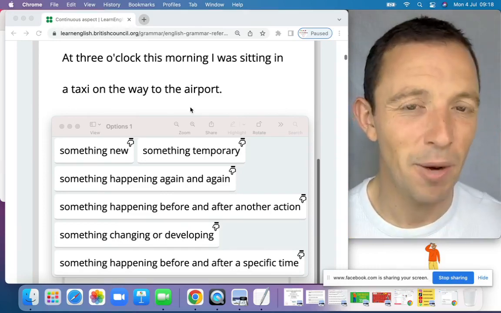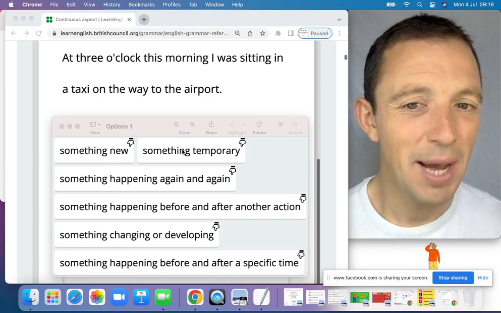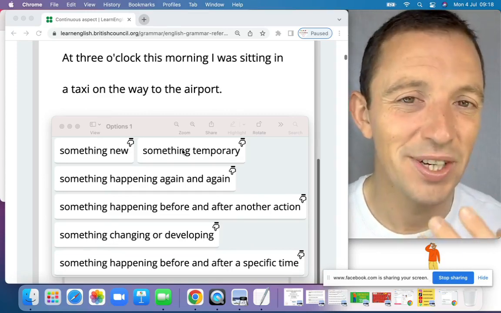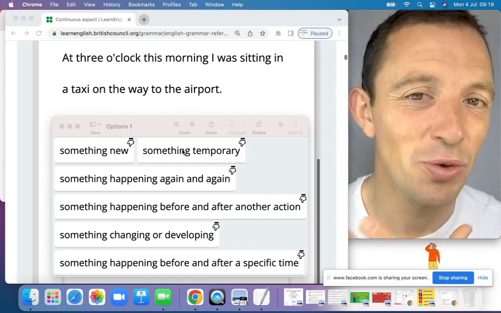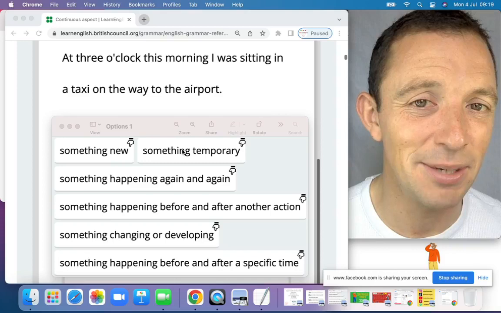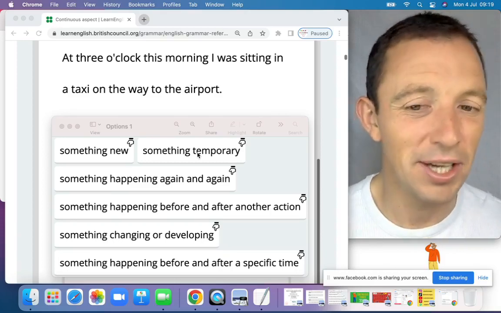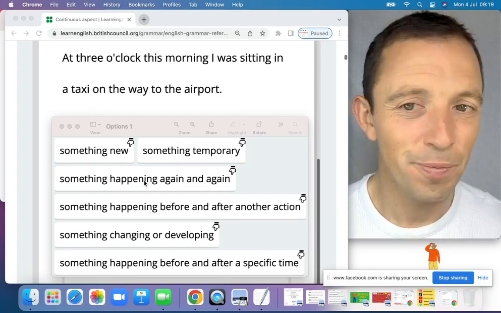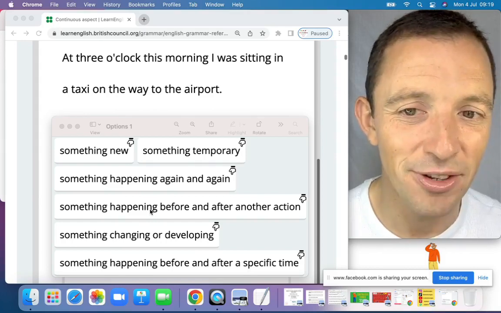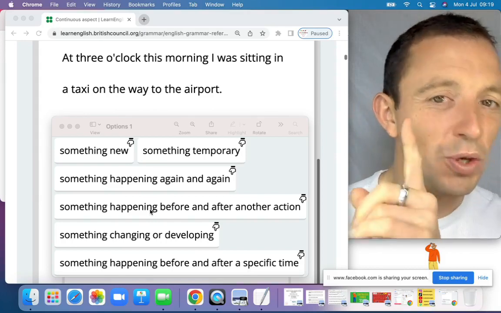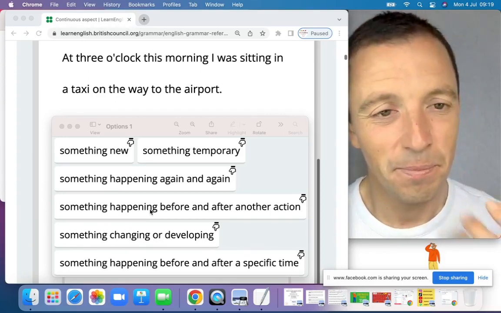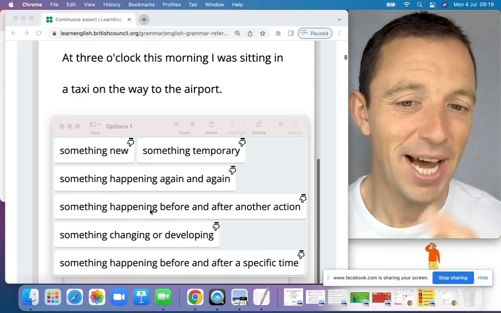In a taxi on the way to the airport. Is this something new? No. Something temporary? Maybe, because you're temporary in the taxi. So it's debatable, and this is the reason I'm not very happy with this criteria, because a lot of the criteria is debatable and flexible. Something temporary? Probably not. Something happening again and again? No, because it's unique. I think it's a unique moment. Something happening before and after another action? No, there's only one action in this sentence. There's only one action, and the action is sitting in the taxi, moving to the airport. So I think that's just one action.